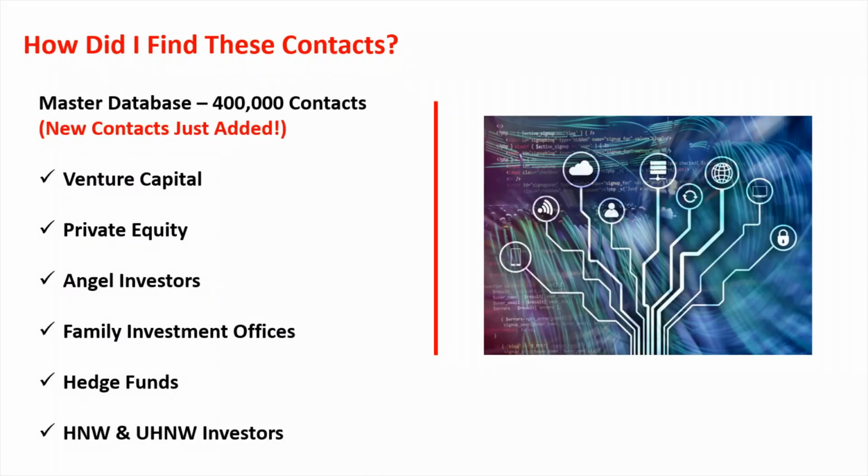So how do I find these contacts? I have a master database of 400,000 contacts, and that includes new contacts that I've just added as we're sitting here now at the beginning of September 2023. This includes a very extensive database of venture capital, private equity, angel investors, family investment offices, hedge funds, and more. It also includes a very large database of high net worth and ultra high net worth individual investors, and that particular database is for select clients only. You can contact me to see whether you qualify for that particular database.